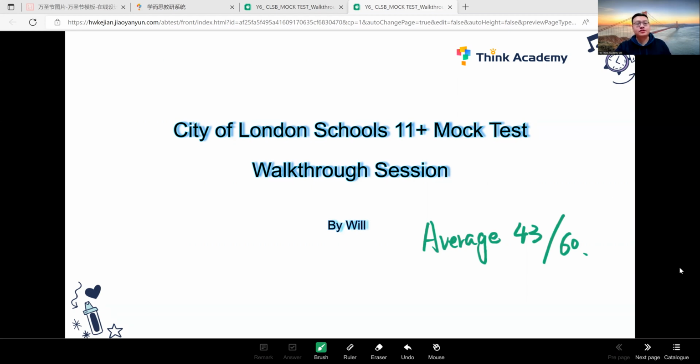Okay, so it's time to start. Welcome to today's session. It's about the City of London School 11 Plus mock test walkthrough. We are going to talk about some questions where the full score rate is lower than 75%. The average of this paper is 43 out of 60. So let's go to the first one.